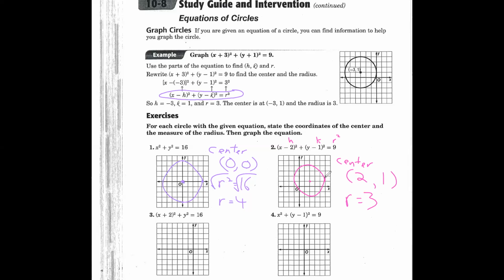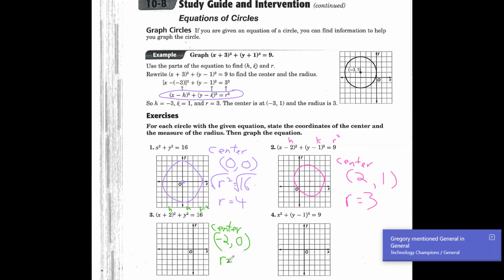Number 3. Number 3, I have an H. Do I have a K? No, there's no K there. All right, and again, that's R squared. So my center point is going to be where? -2, 0. Good. So change their sign. It's -2. This one, we didn't have a value there, so it must be 0. And then R squared is 16, so the radius is the square root of that, which is 4.